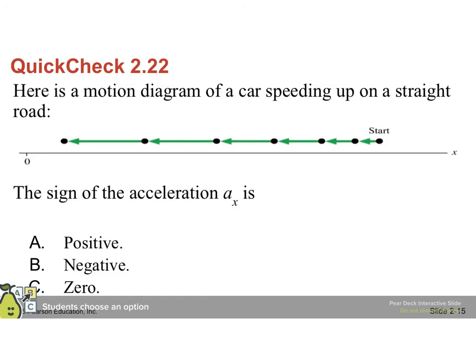Here is a motion diagram of a car which is speeding up on a straight road. Remember, we can see from the way the arrows go, the car starts here and then goes like that. And we want the sign of the acceleration a sub x, and we want to know if it's positive or negative or 0. Take a moment to consider and then resume the video when you have an answer. So here we have a velocity which is getting faster, which means the acceleration is the same sign. So since the velocity is negative and the acceleration is the same side, the acceleration must also be negative.